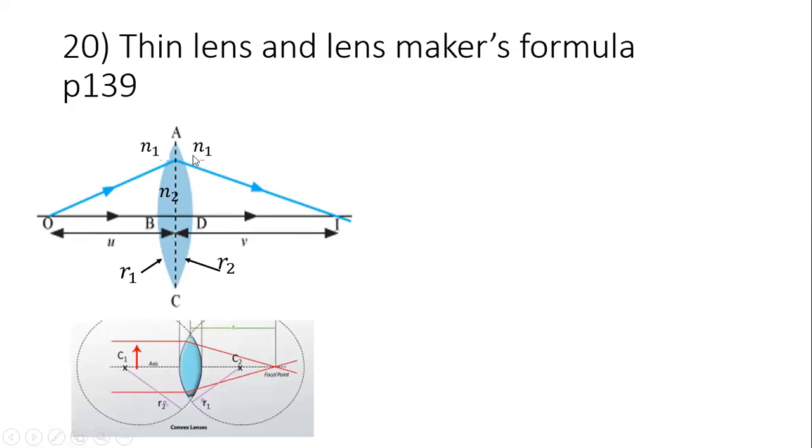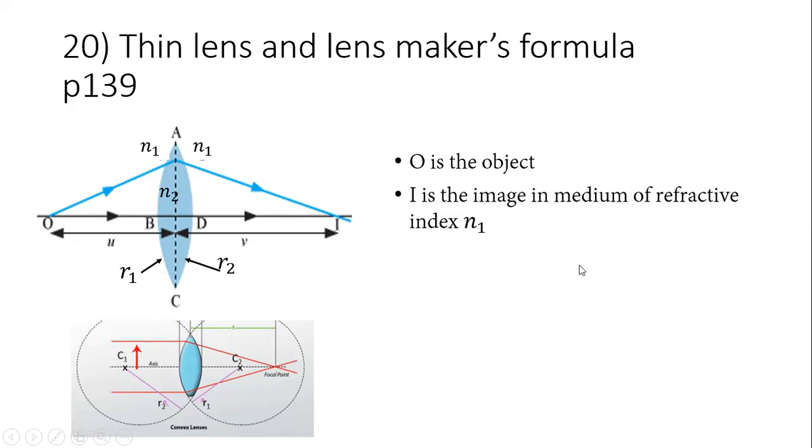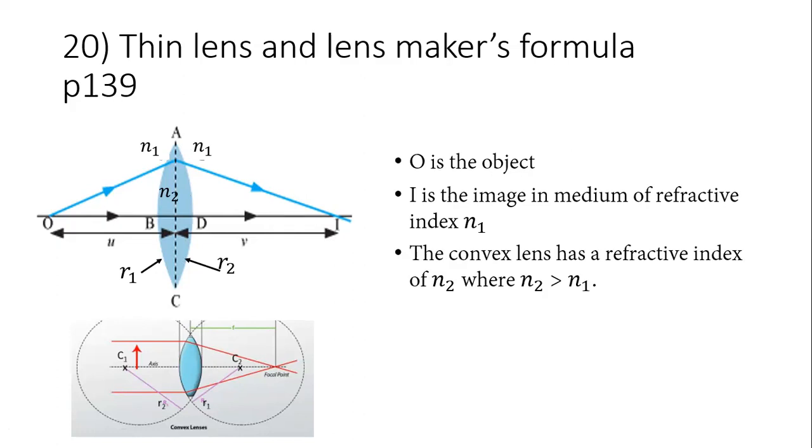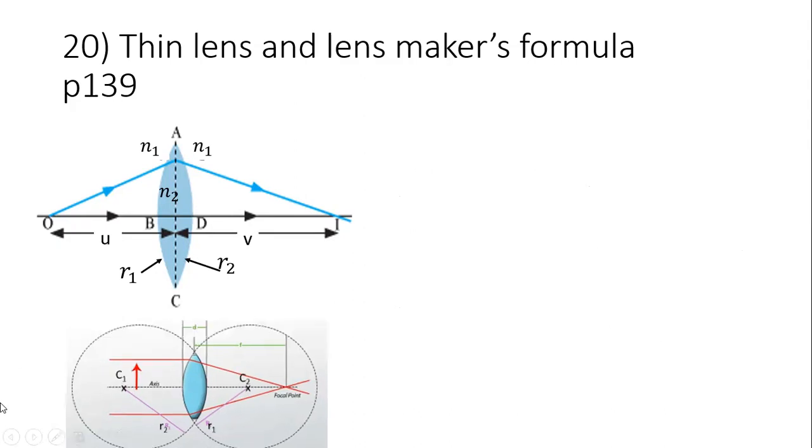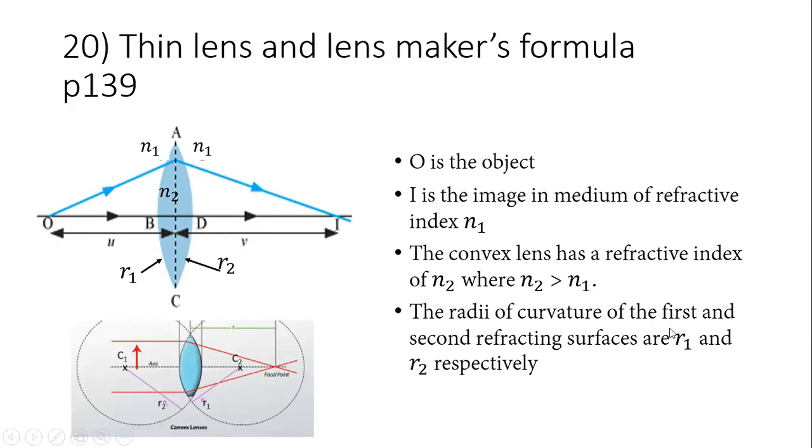And then remember that that surface is part of a sphere. Right? R1. That one is part of a sphere. We call it R2. O is the object. I is the image in the medium of refractive index n1. The convex lens has a refractive index n2. So I've gone over that with you. n2 is greater than n1. Radii of curvature of the first and the second, right? R1, R2.